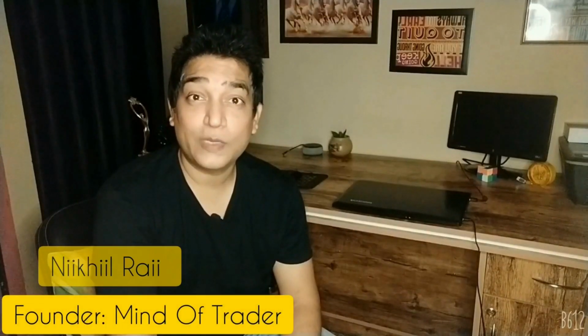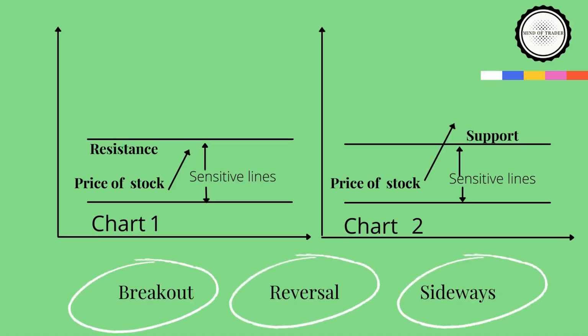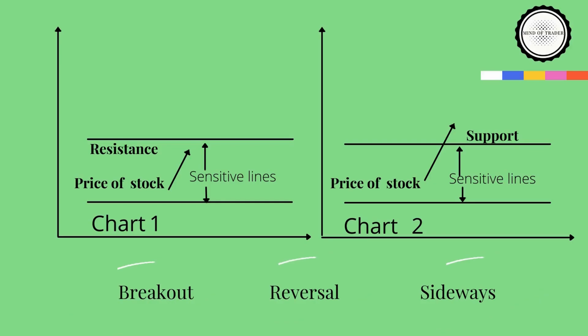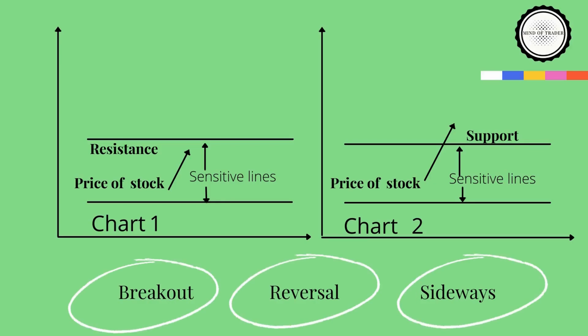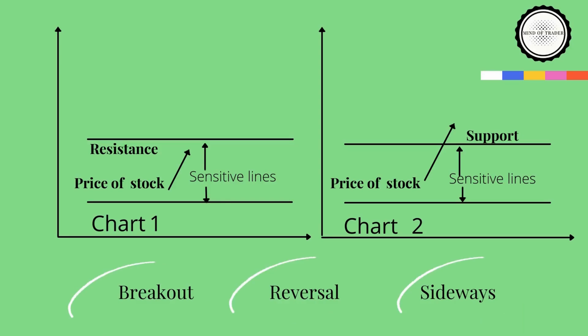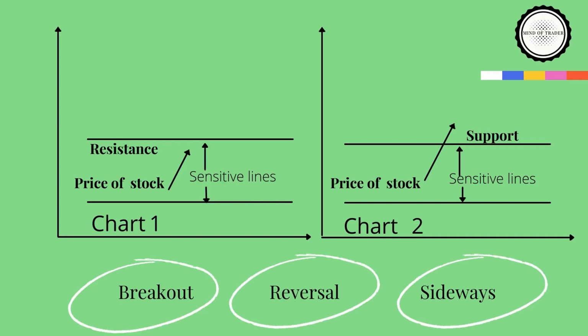In the last video, we discussed the fundamentals of support and resistance. Let's see how they look on charts today. See, support and resistance are nothing but the sensitive lines on the charts. And when the price of a stock reaches the sensitive line, three things can happen. Number one, breakout. Number two, reversal. Number three, sideways. Here I have taken two examples.